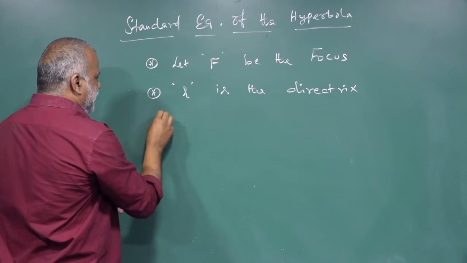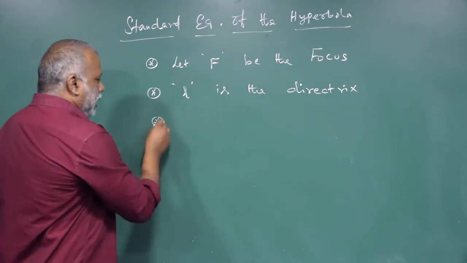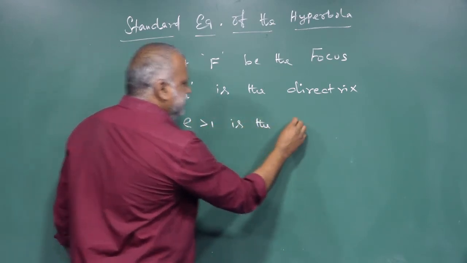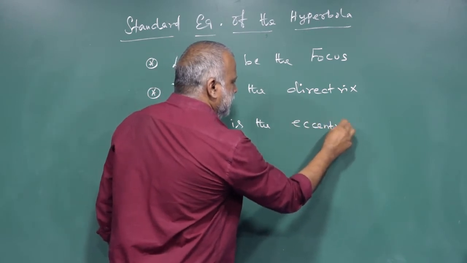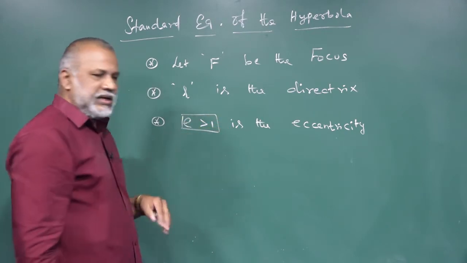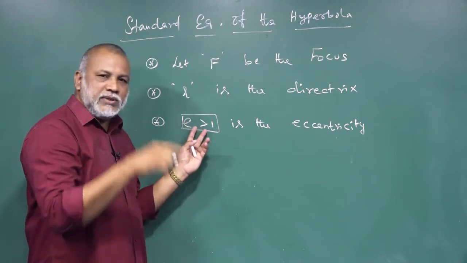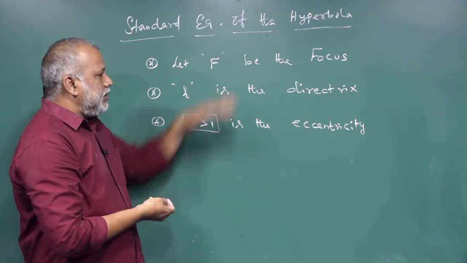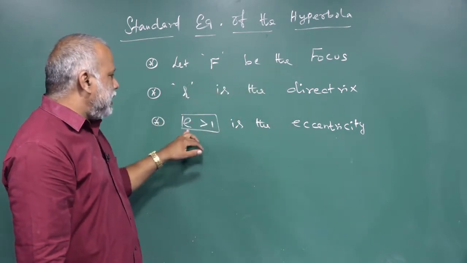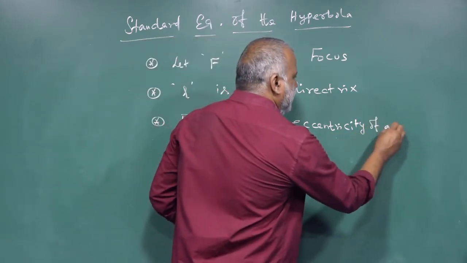All these explanations are similar to the standard equation of an ellipse. Now E greater than 1 is the eccentricity. Here only a small change. You can refer to your standard equation of an ellipse. There, E is less than 1. Here E is greater than 1. All other explanations are the same. Let F be the focus. L is the directrix. E greater than 1 is the eccentricity of a hyperbola.